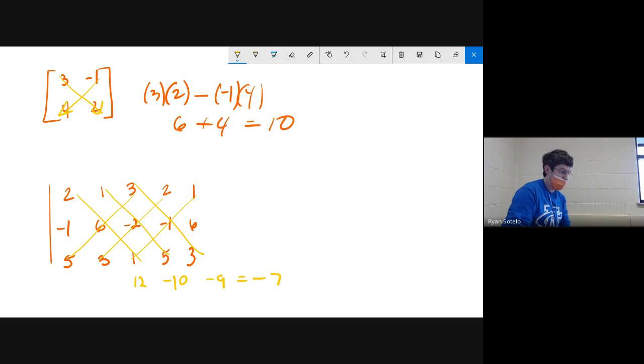Is that okay so far? So the answer is -7? Not yet. That's half of it. That's this part of the 2 by 2. Now we have to do the other way.